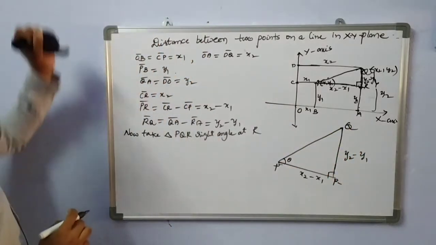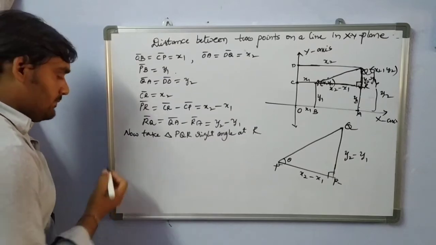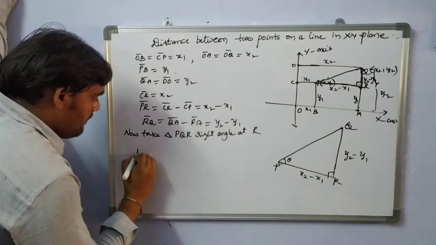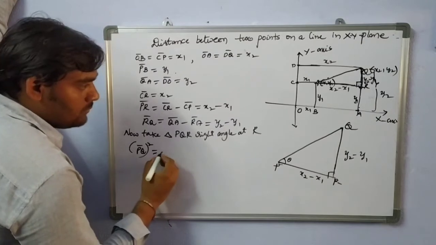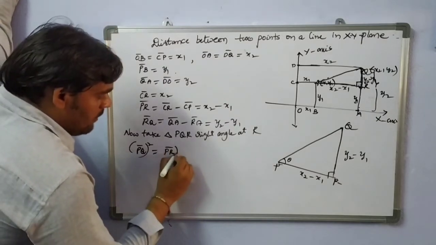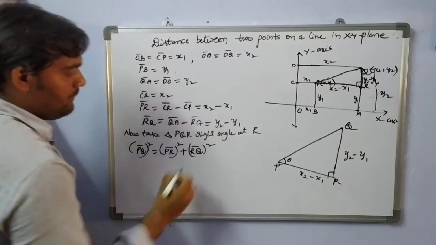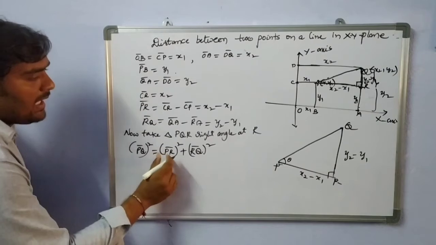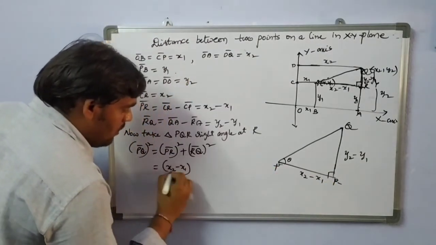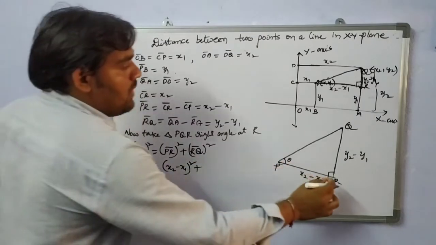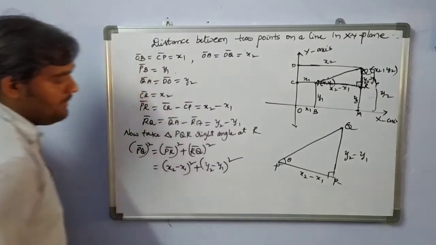So according to Pythagoras theorem, square of hypotenuse is equal to side square plus side square. So PQ bar whole square is equal to PR bar whole square plus RQ bar whole square. Now PR bar, what is the length of PR? x2 minus x1 whole square, plus what is the length of QR bar? y2 minus y1 whole square.